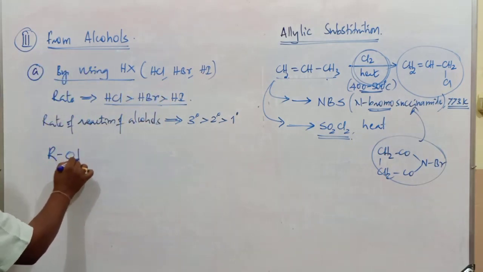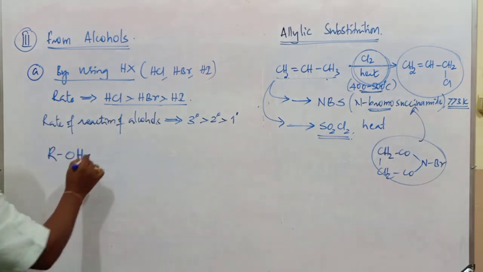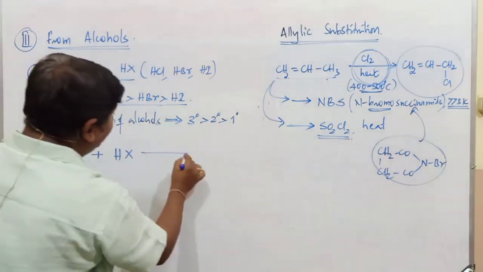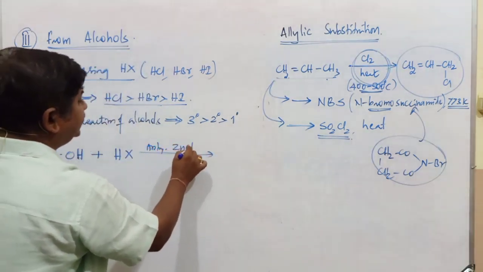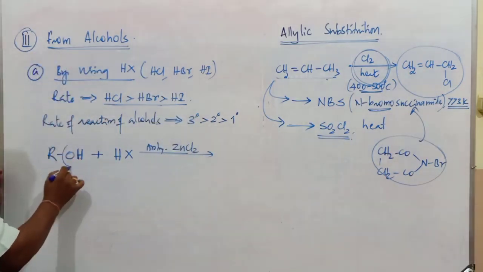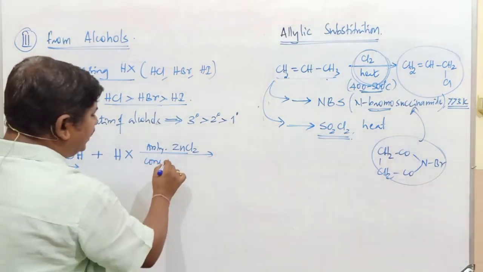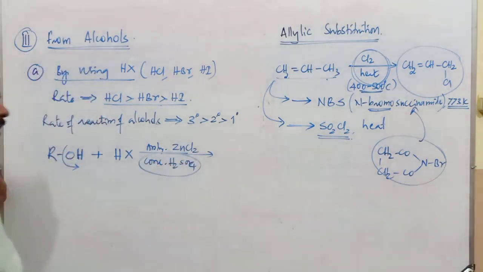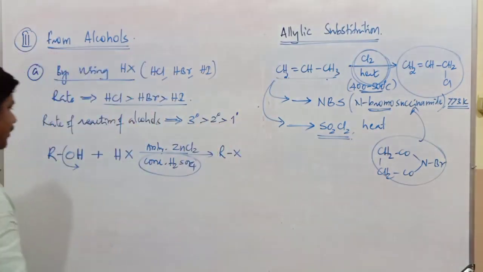This is ROH. OH indicates an alcoholic functional group. It's an alcohol molecule. When this is treated with HX, hydrogen halide, in presence of anhydrous zinc chloride, ZnCl2, which is one of the reagents that has the ability to remove this particular OH group, or in presence of concentrated sulfuric acid. With either anhydrous zinc chloride or concentrated sulfuric acid, a substitution reaction takes place.